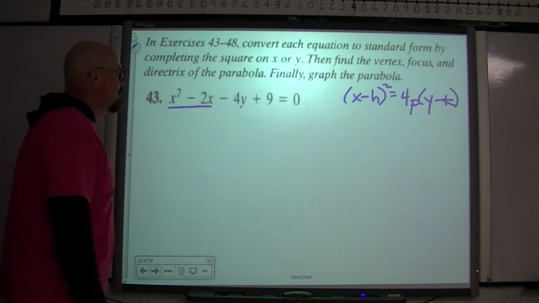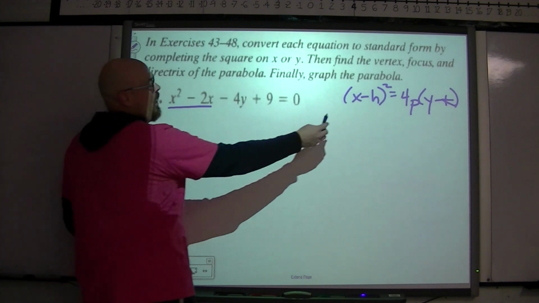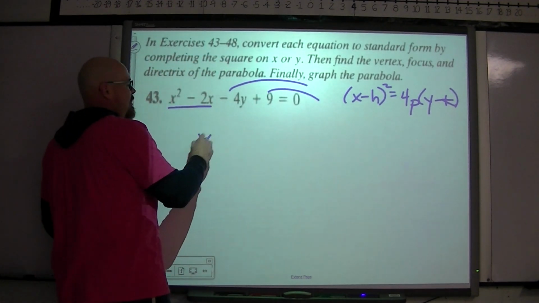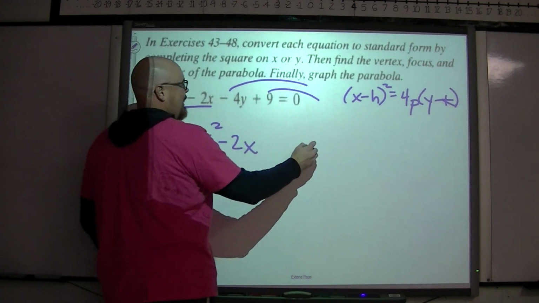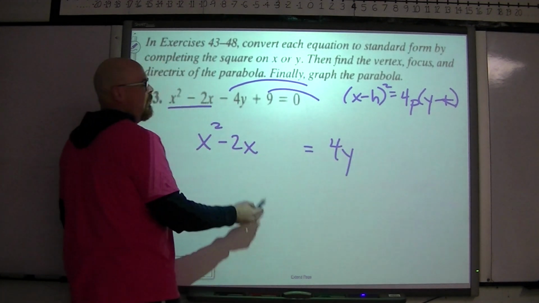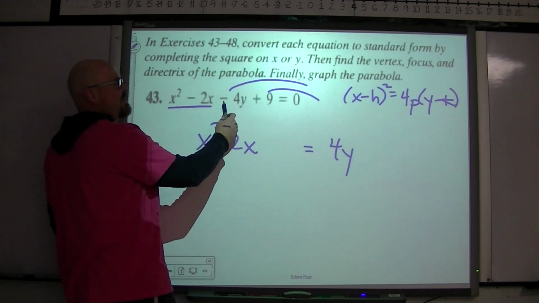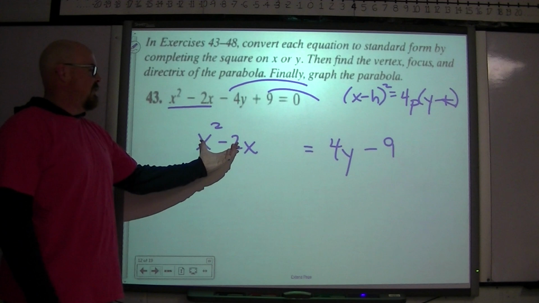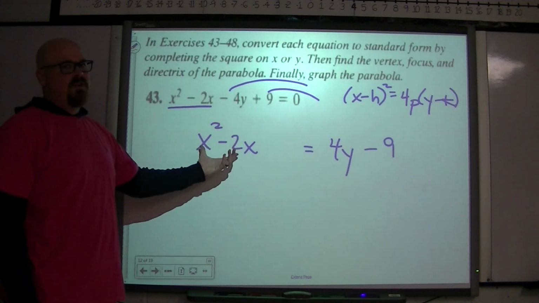Don't cry. Okay? So, when we want our x terms all on one side, we're going to move our y terms over to the other. So we have x squared minus 2x equals a positive 4y, because that's a negative 4y, minus 9. Okay? Now let's go to work. We should be comfortable with this by now.